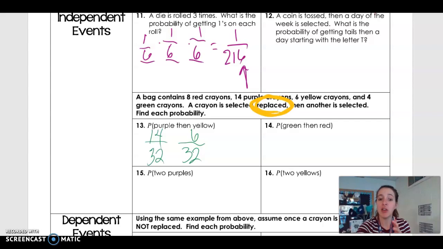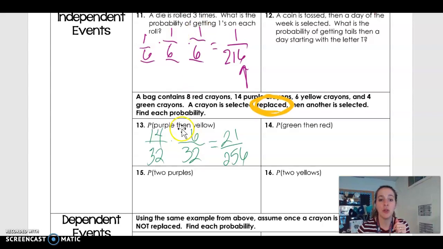So now that I have my ratios written out, I can go ahead and multiply these across, and it will eventually simplify, right? I can simplify and multiply. This ends up being 21 out of 256. So there's multiple ways to do that, okay? So think about those ones.